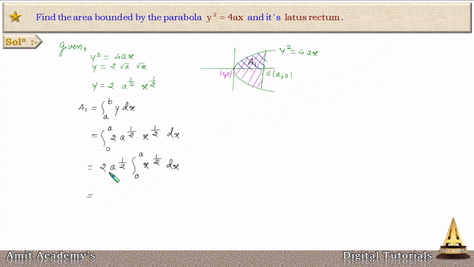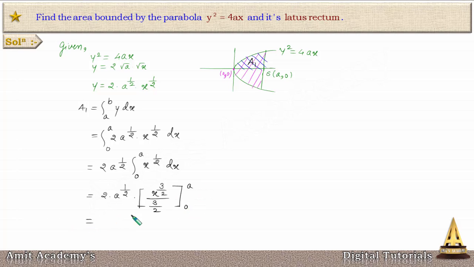So this is equal to 2 into a raised to half, as it is, into square bracket. Now students, as per the formula of x raised to n, integration of x raised to half dx will be x raised to 3 by 2 upon 3 by 2, and the limits are from 0 to a.